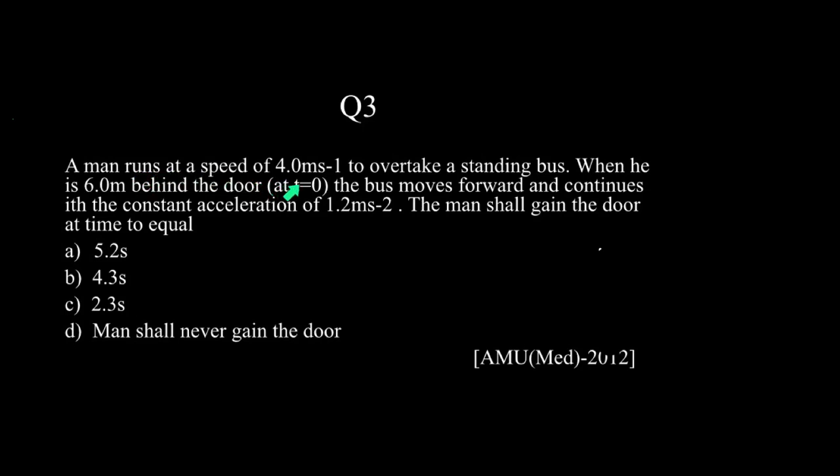A man runs at a speed of 4 meters per second to overtake a standing bus. When he is 6 meters behind the door, the bus moves forward and continues with a constant acceleration of 1.2 meters per second square. The man shall gain the door at time equal to.